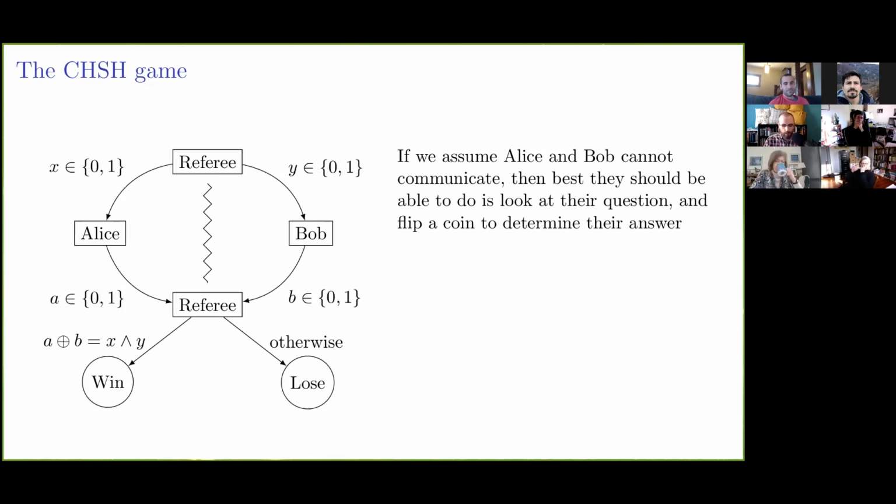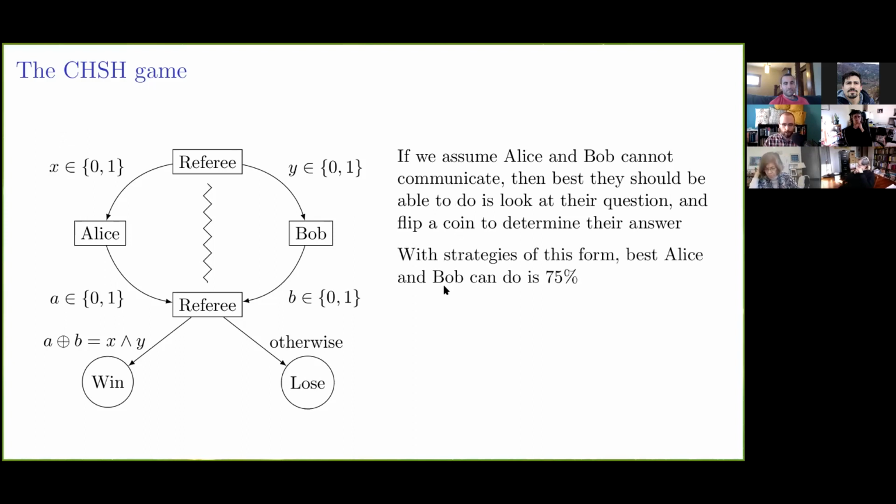And actually, if you want to be a little more, just to say what they could actually do, they could also choose their strategy at random before they go in. That's called shared randomness. So they could have some kind of coin that they flip before they went to the casino as well.